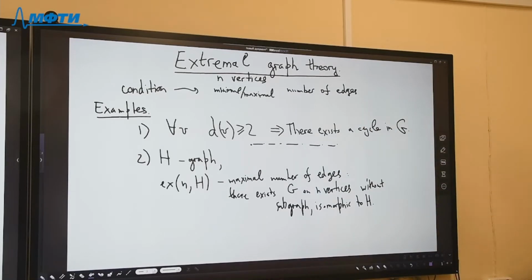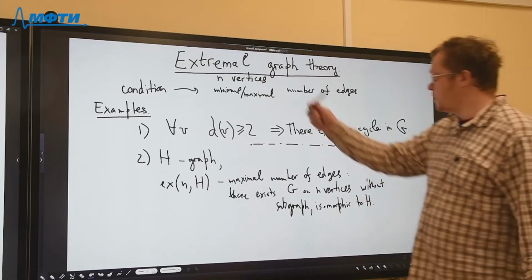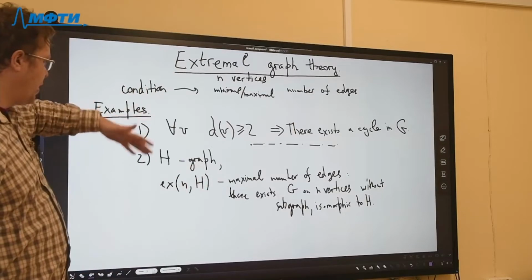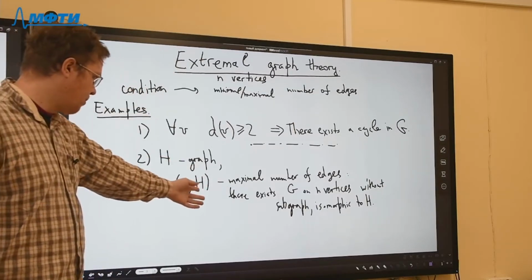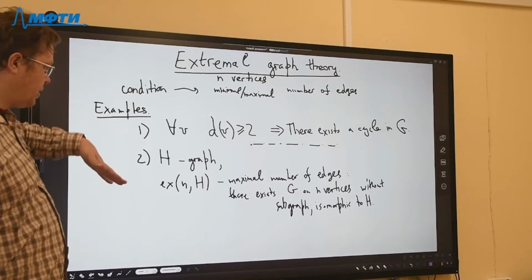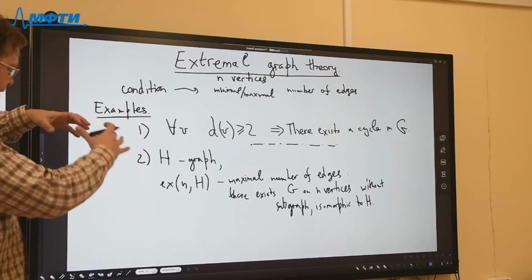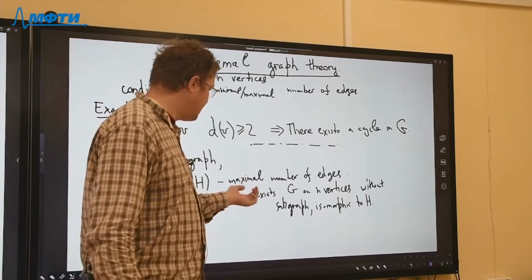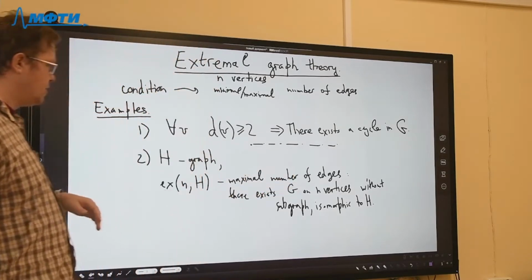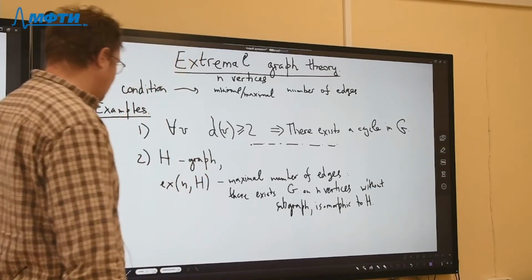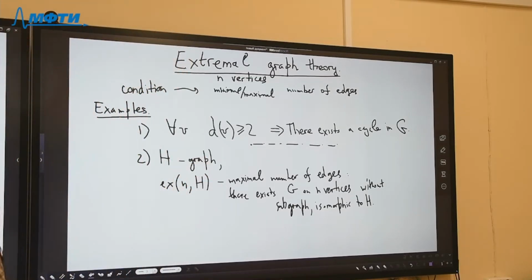So we try to find this, called extremal because we want to find the maximal number. So of course, if we have all the edges, then of course we have a subgraph isomorphic to H. But then we just cut out some edges. So we want the maximum number of edges such that there exists some graph G on n vertices without a subgraph isomorphic to H.